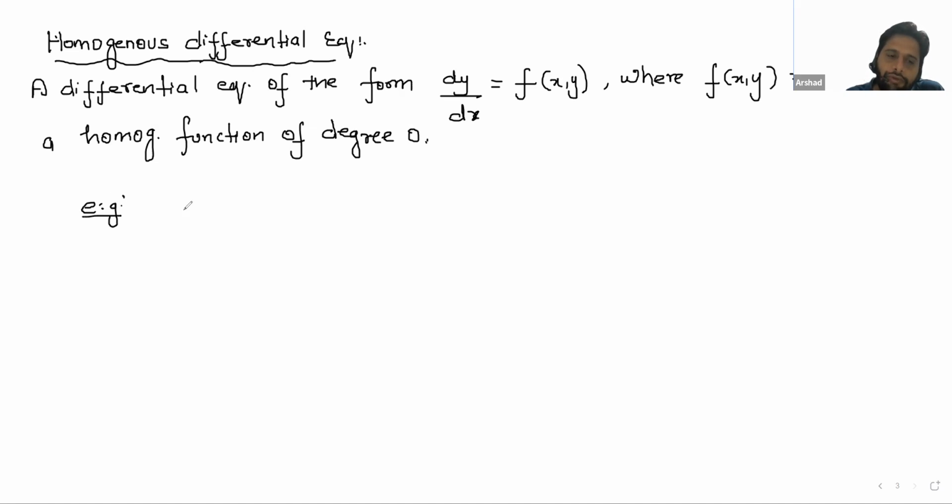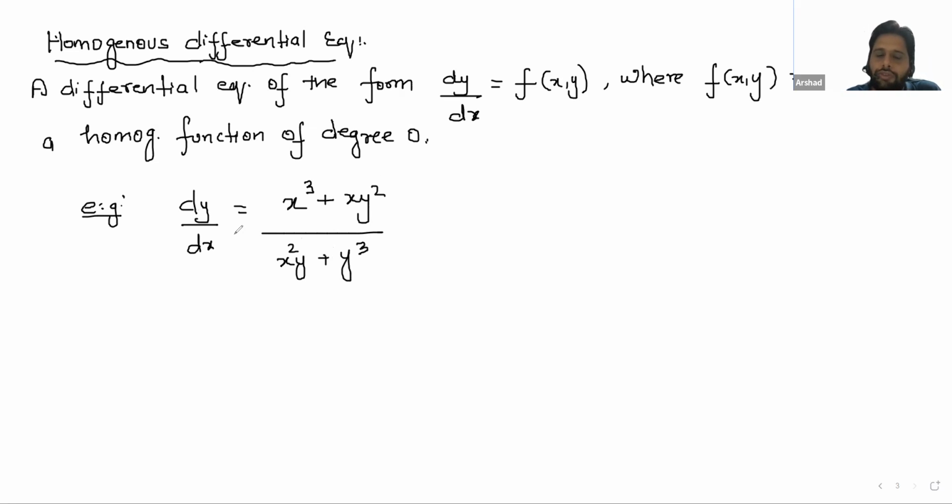For example, first thing is, on the left hand side, you should have only dy by dx. So if in the exam they give you some term here, then please shift that term to the right side. Now suppose here you have x cube plus x y square, and here you have, for example, x square y plus y cube. Suppose this is the differential equation. So we need to check whether this is a homogeneous differential equation or not. So this should be our function, because I've written here that the equation should be in the form of dy by dx is equal to f(x, y). So on the left side, we will take only dy by dx. On the right side, we will have this one.